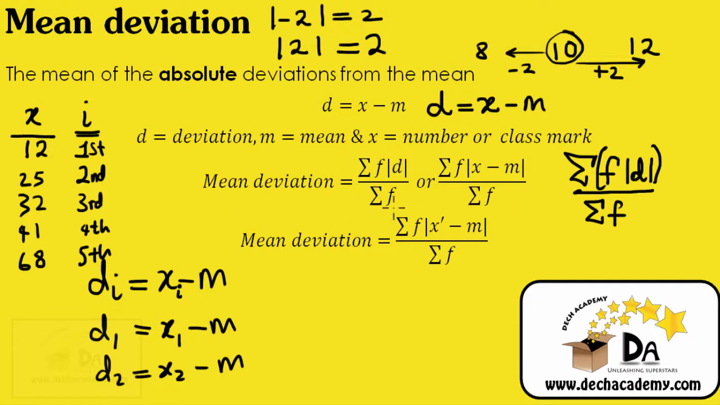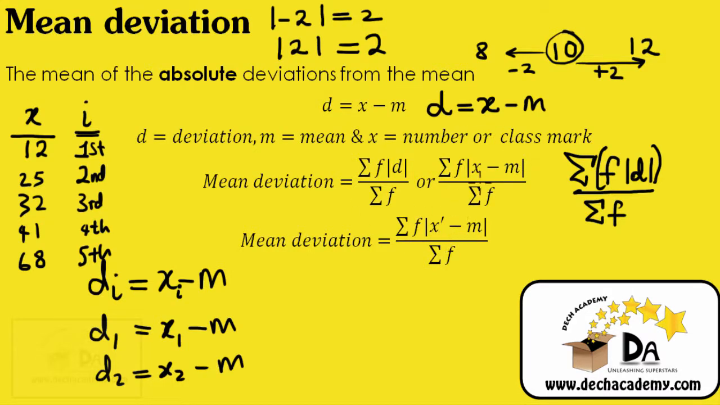Now, this formula here for the mean deviation is the same thing as this formula here. The only difference between these two is that instead of writing the magnitude of deviation, I've written the magnitude of the deviation from the mean, which is the same thing as D. Remember, D is X minus M. So D has just been replaced with X minus M. So these two formulas are the same. This is just more explicit.